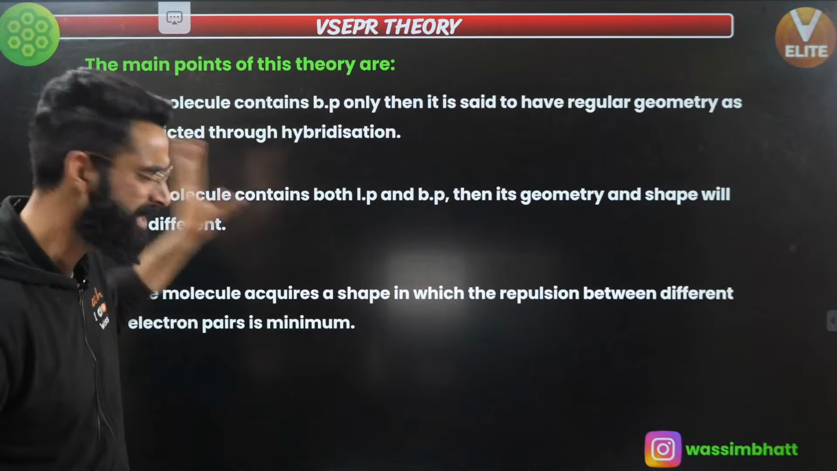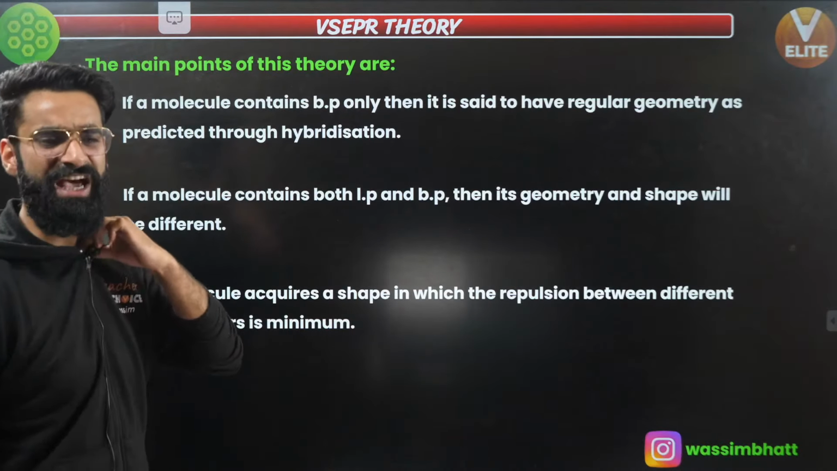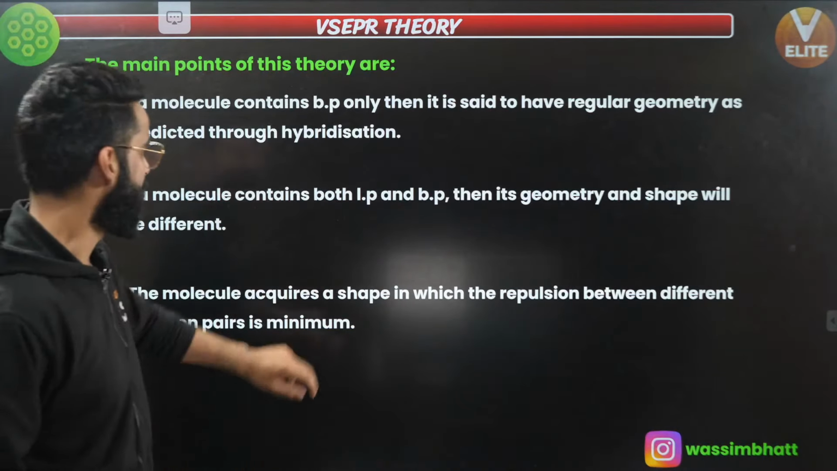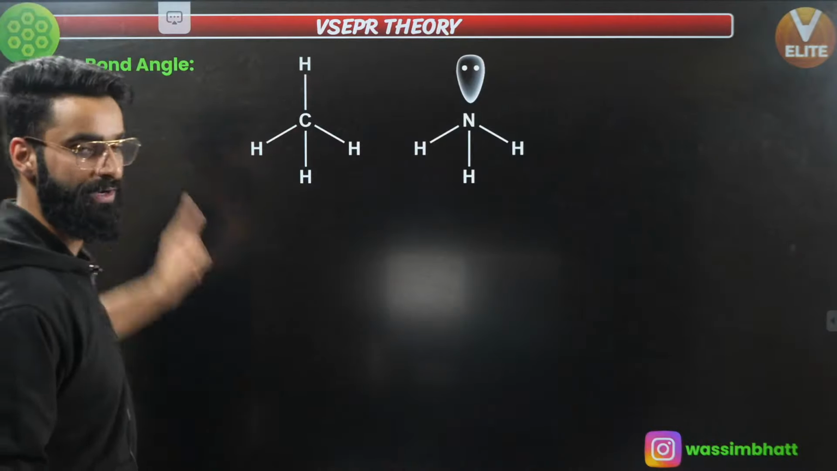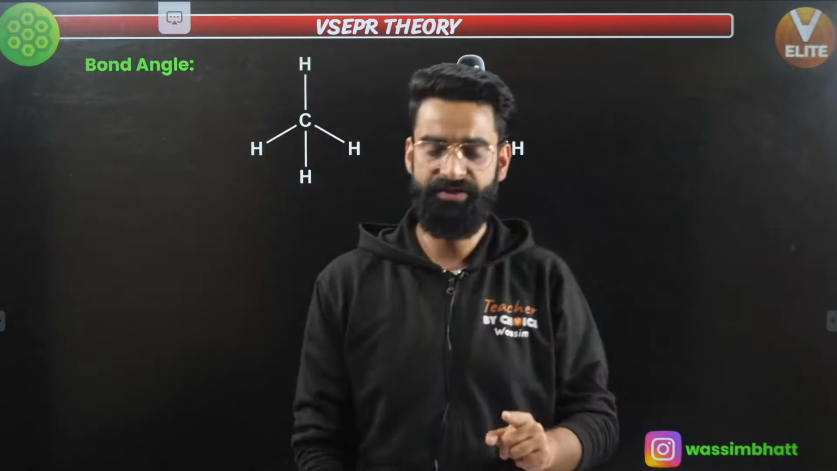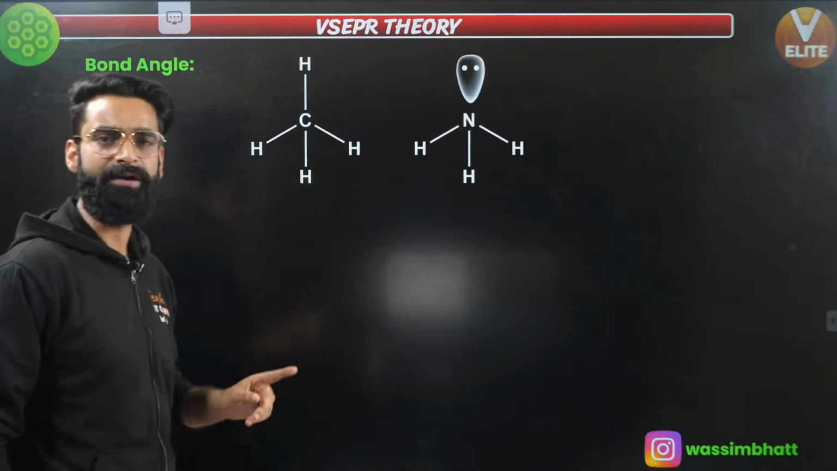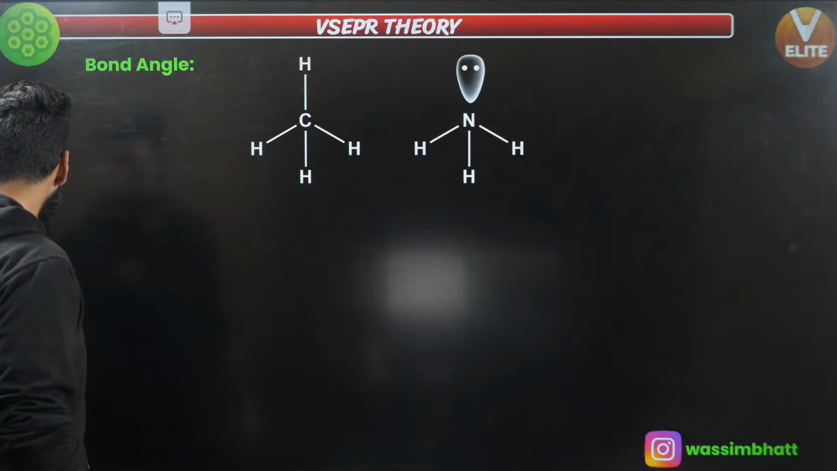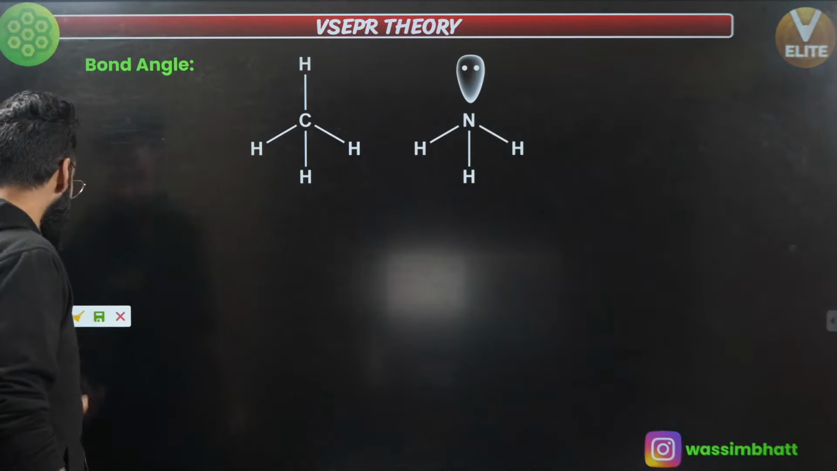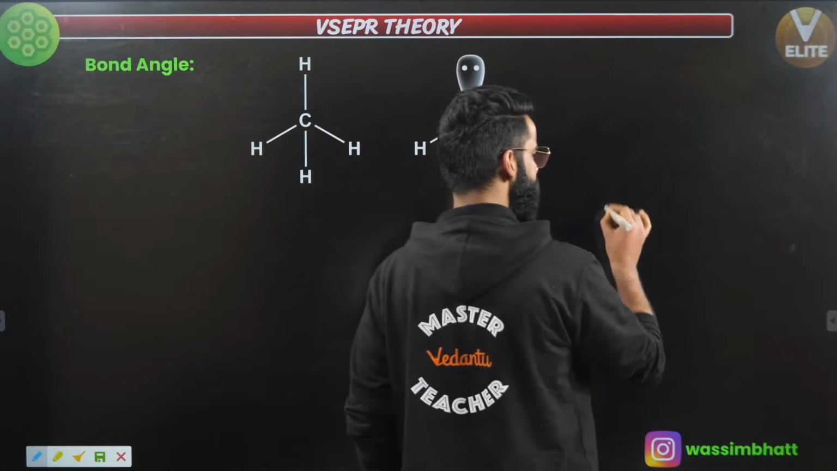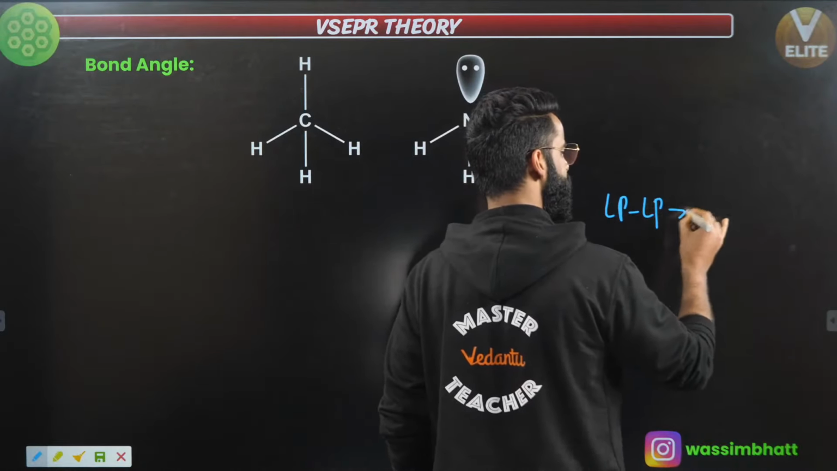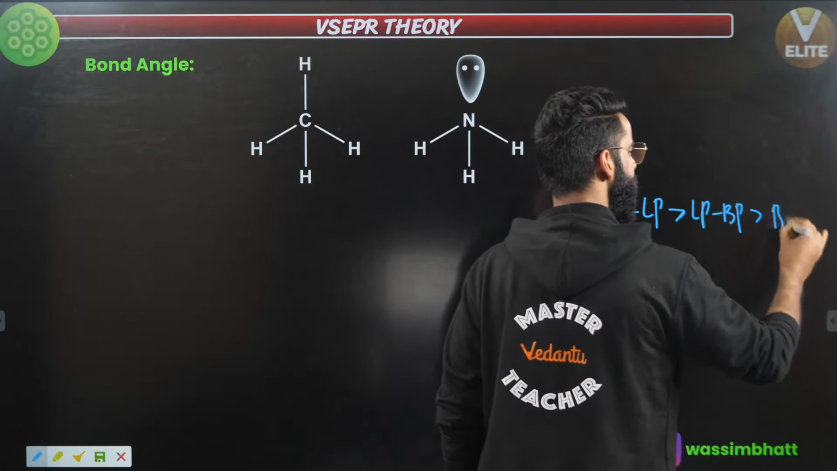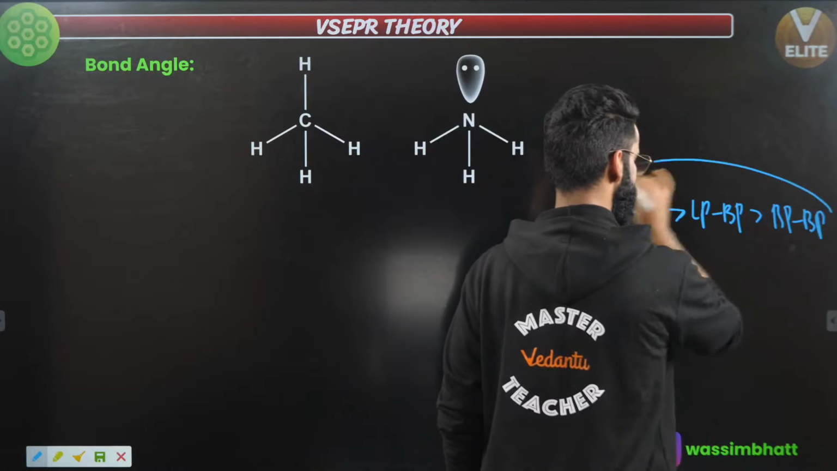These were some main points of the valence shell electron pair repulsion theory, which I'll explain one by one in some time. Before that, let me talk about one more important thing, something we call bond angle. This theory gives us the idea about bond angles as well. As I told you in the beginning itself, the repulsion between lone pairs is maximum, followed by lone pair and bond pair, followed by bond pair and bond pair, right?